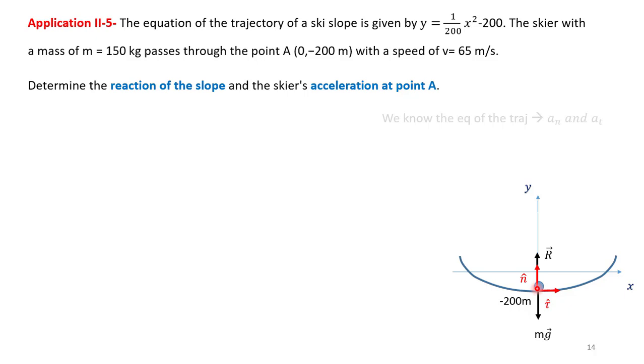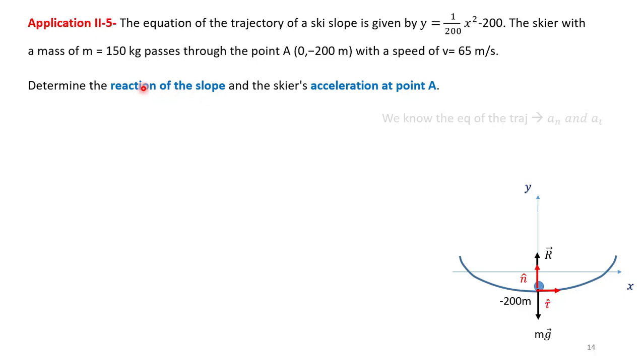Okay, before starting to read the question, it's important to notice that since we have the equation of the trajectory, then we can make use of the normal and tangential coordinates or the normal and tangential acceleration, because we know the expressions of an and at. An is equal to v squared over r and at is equal to dv over dt. Let's see the question.